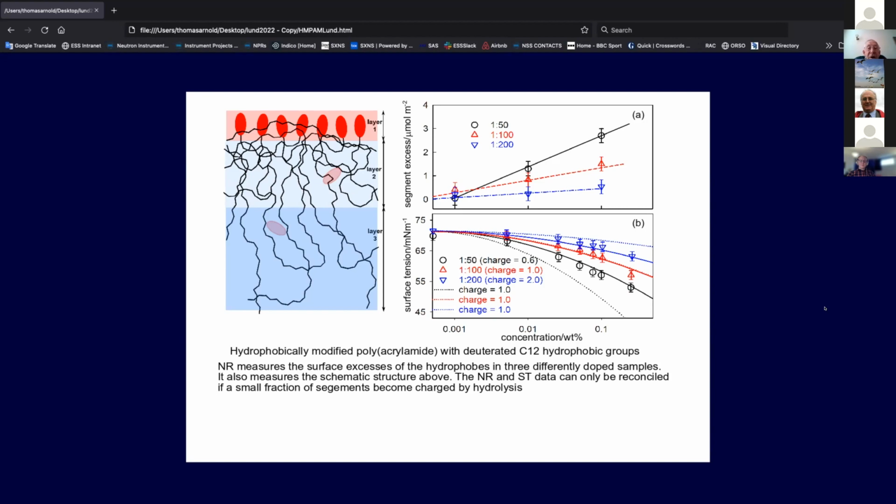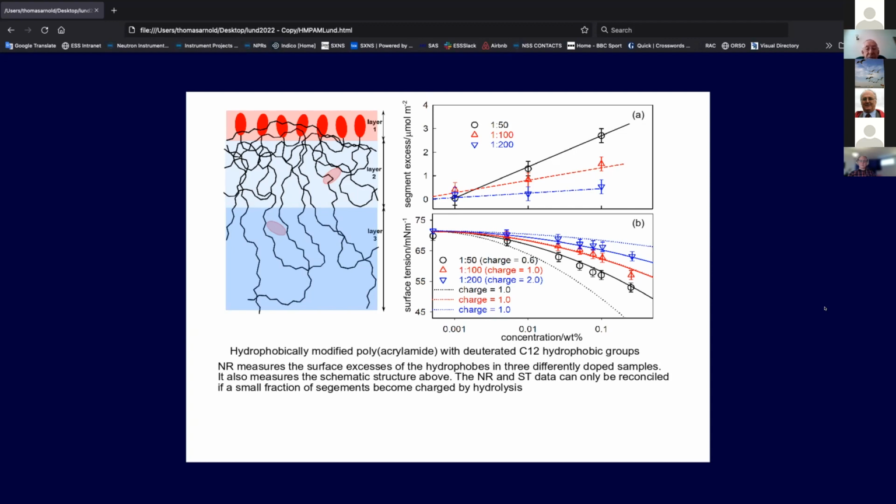But on the right-hand top, A, that is, you get a measurement of the segment excess, that is, not hydrophobic groups, but the number of segments. And it goes exactly as you'd expect. The more surface active one is the 1 in 50, and the least surface active one is the 1 in 200. Now, the surprise in this is that when you measure the surface tension, at first you say, that's B there, that all looks sensible.